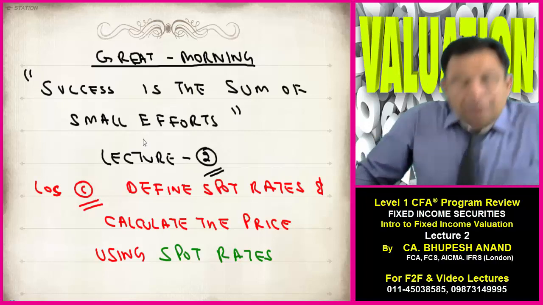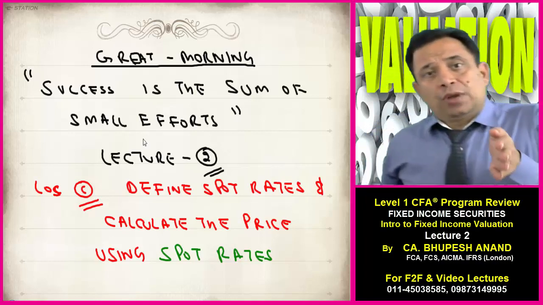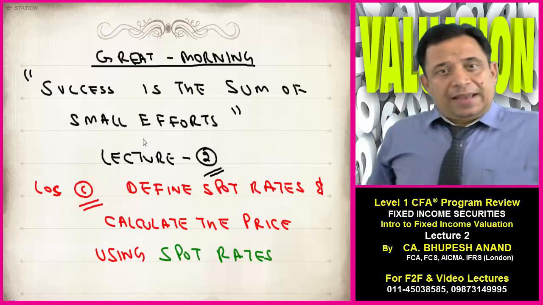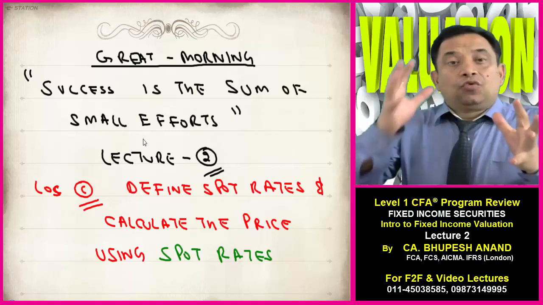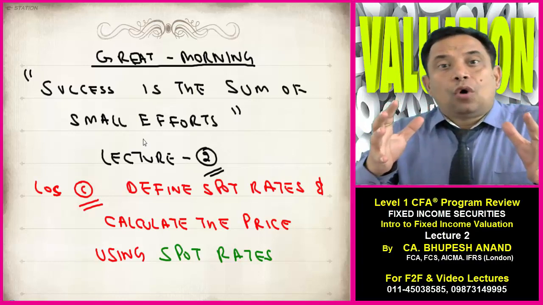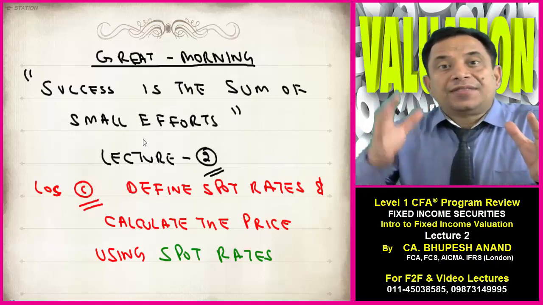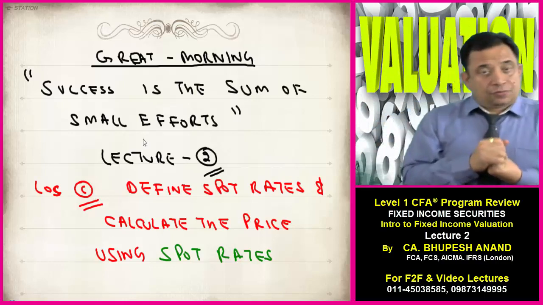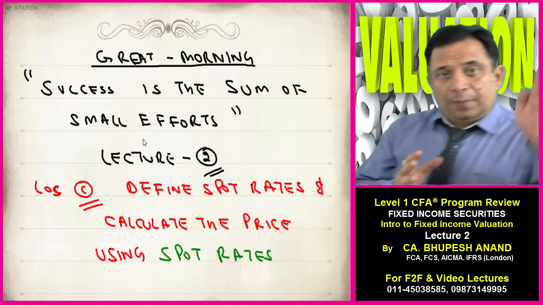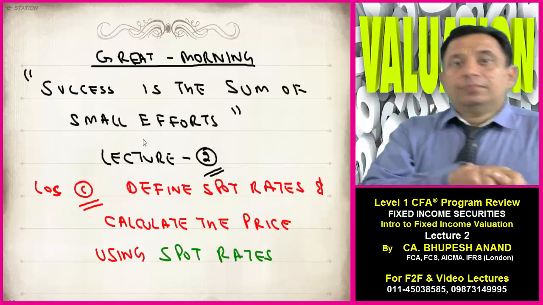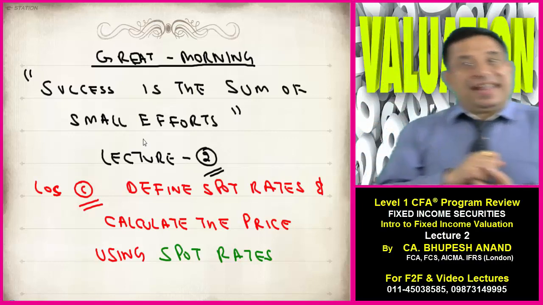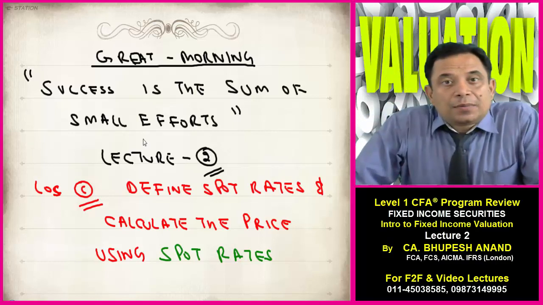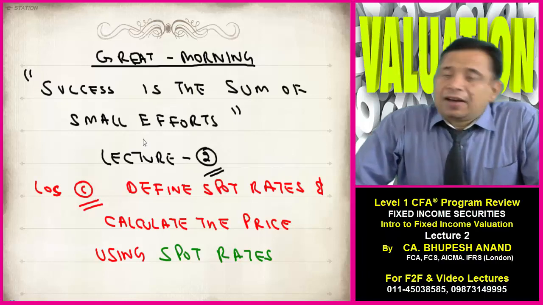Reading number 2. We will be doing learning outcome number C today. We have already covered learning outcome A, that is how to calculate the value of a bond when the discount rate is given to me. I have told you that I will be doing learning outcome A, learning outcome C, and learning outcome H. So today I will firstly start with learning outcome C, and B I will do after some time.